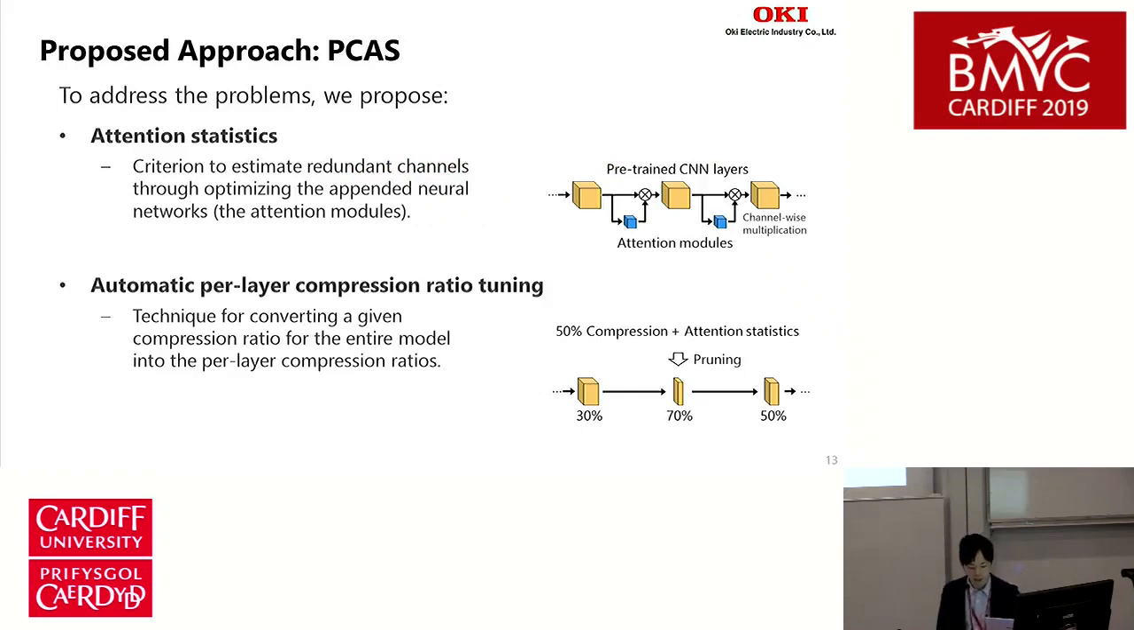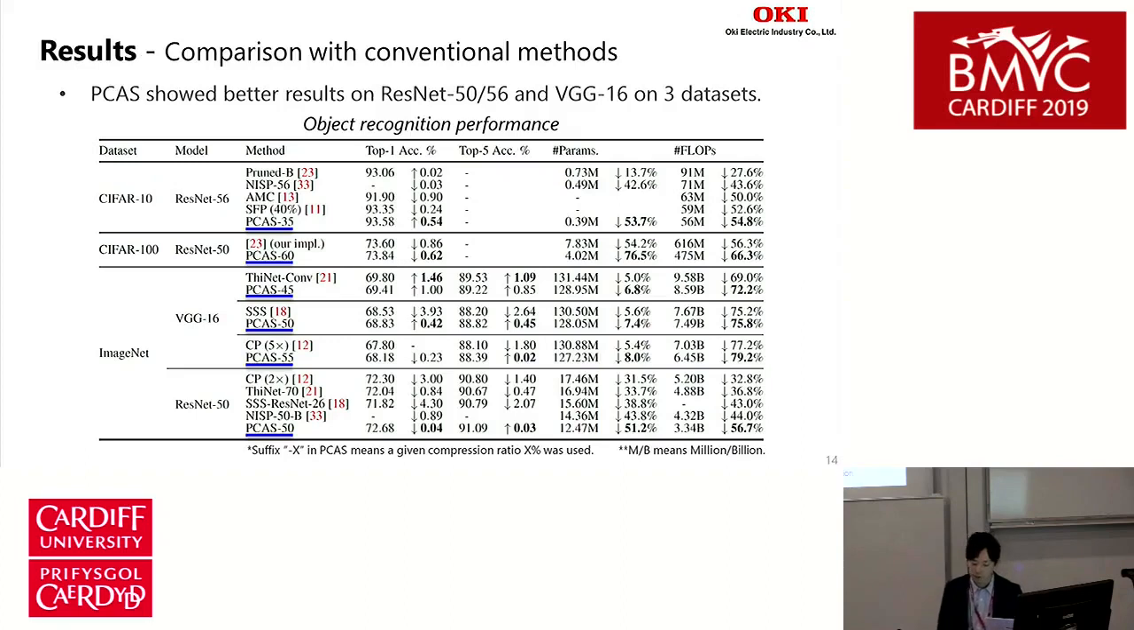So far, I have explained our proposed approach PCAS using the attention for channel pruning. Now I'd like to turn to the performance evaluation. We first evaluated the proposed method PCAS against the CIFAR-10, CIFAR-100 and ImageNet datasets and various models in comparison with conventional channel pruning methods for the object recognition task. For comparisons, we measured the number of floating point operations, FLOPs, and the total number of parameters, as well as the validation accuracy. As a result, PCAS outperformed the conventional methods that were based on the norm of weights, the reconstruction error, and reinforcement learning, and achieved the network with the fewest parameters and FLOPs.